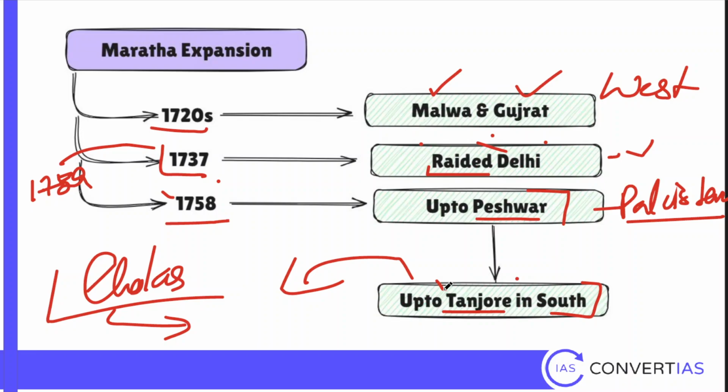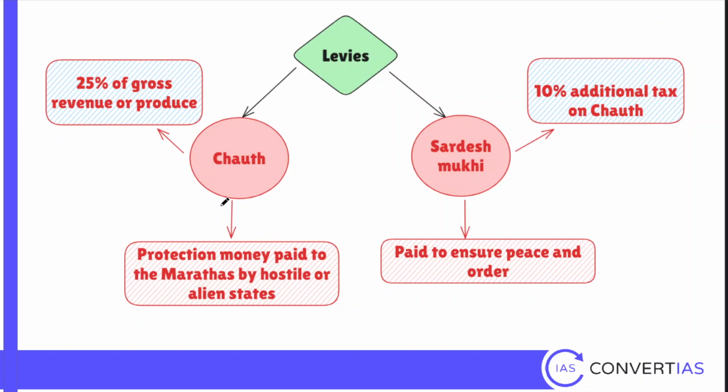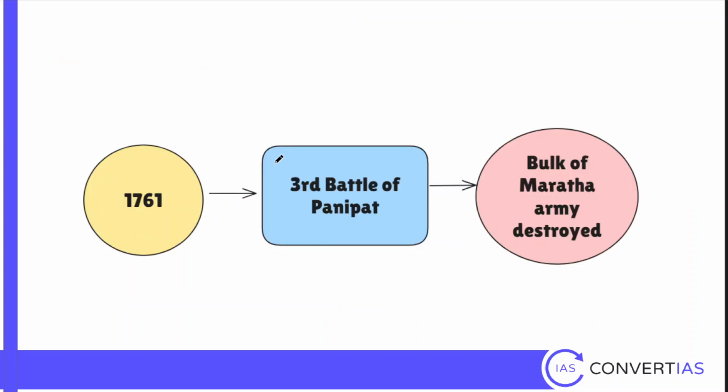But something will happen now. This is the year 1758. The Marathas expand like anything. They have the ambition of conquering the entire Indian subcontinent. But something happens, which is the Third Battle of Panipat.